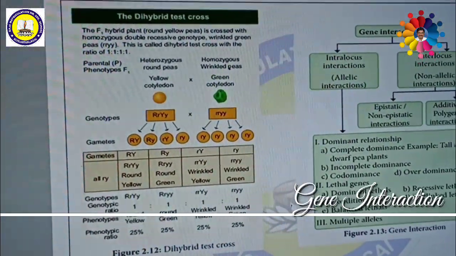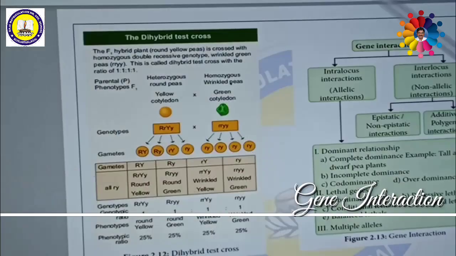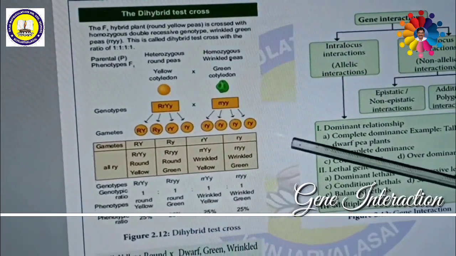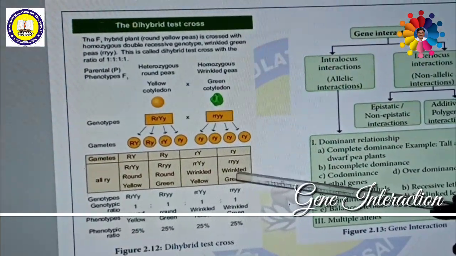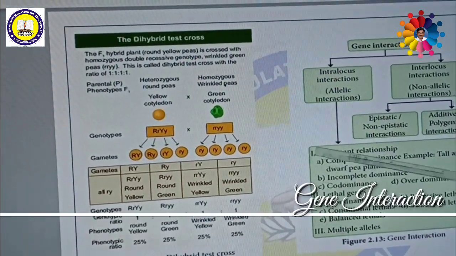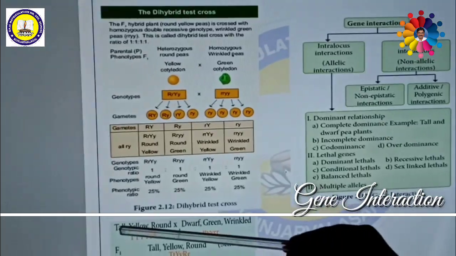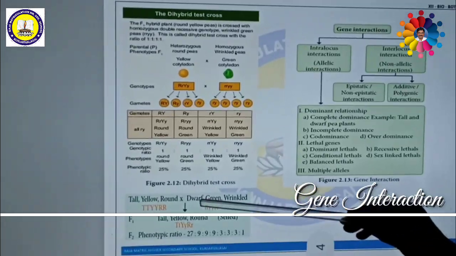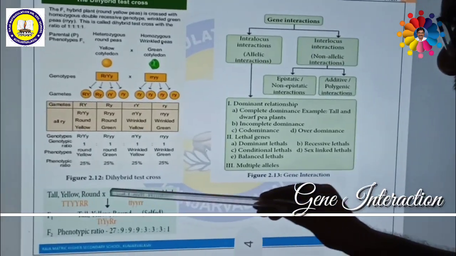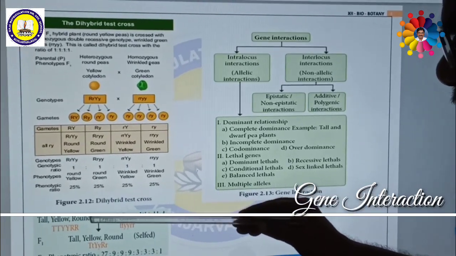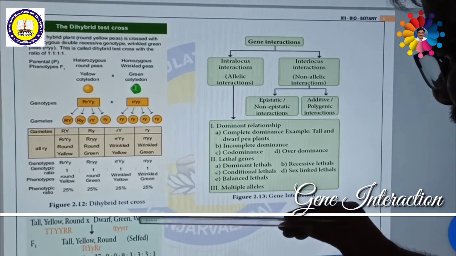Now we shall talk about the trihybrid cross. What is trihybrid? Monohybrid means only one pair of characters is crossed. Dihybrid means two pairs of contrasting characters are crossed. Trihybrid means three pairs of contrasting characters are crossed. For example, here three characters: tall plant, which is dominant over dwarf plant; yellow seed, over green seed; round seed, over wrinkled. That means tall, yellow, round are three contrasting characters. So tall, yellow, round is crossed with dwarf, green, wrinkled.